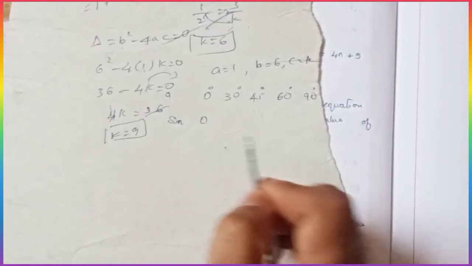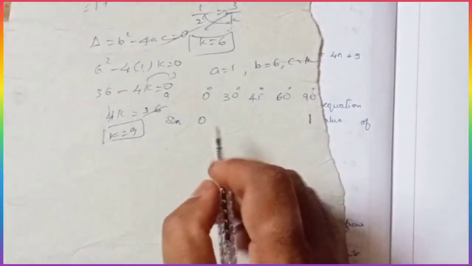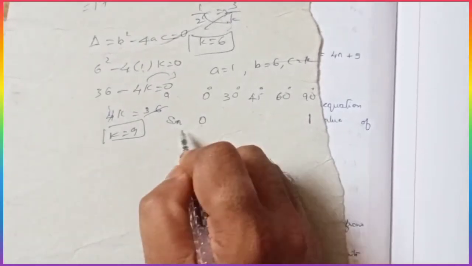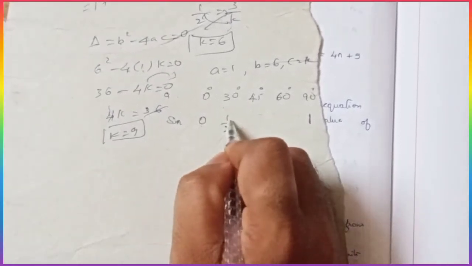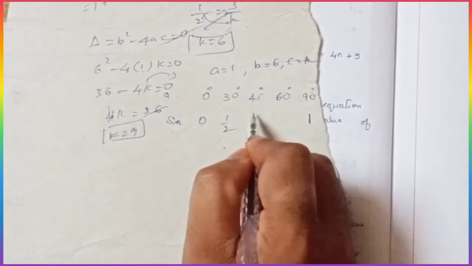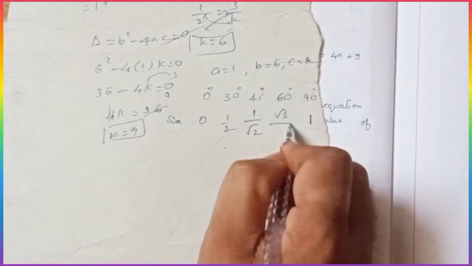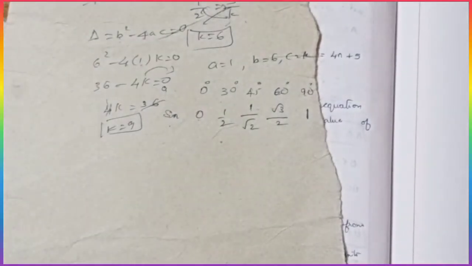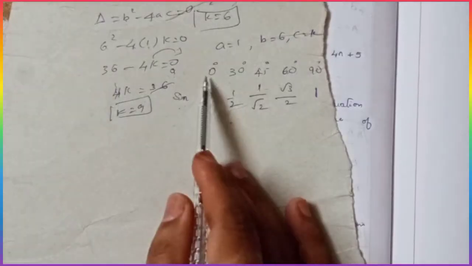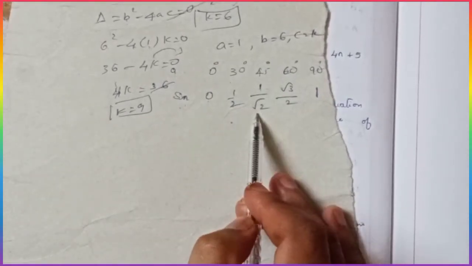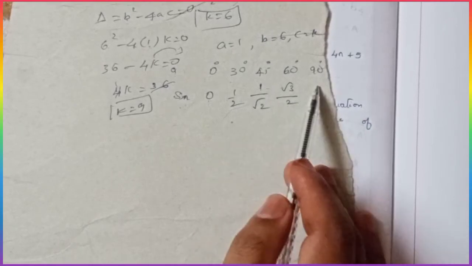So sine 0 is always 0. Remember, sine 90 is equal to 1. And from 0 degree to 90 degree, the values increase. After 0, the next value of sine will be 1 by 2. After 30 degree, the sine value will be 1 by root 2. The last, sine 60, will be root 3 by 2. So sine 0 degree is 0, sine 30 degree is 1 by 2, sine 45 degree is 1 by root 2, sine 60 degree is root 3 by 2, sine 90 degree is 1.